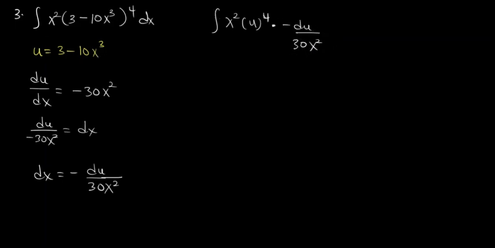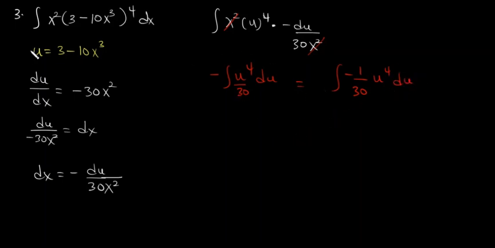All right, so let's do the cancellation. Now this x squared will cancel out this x squared. At the end you're going to have minus the integral of u to the power 4 over 30 du. You can even rewrite it as the integral of minus 1 on 30 u to the power 4 du. You can write it as this.